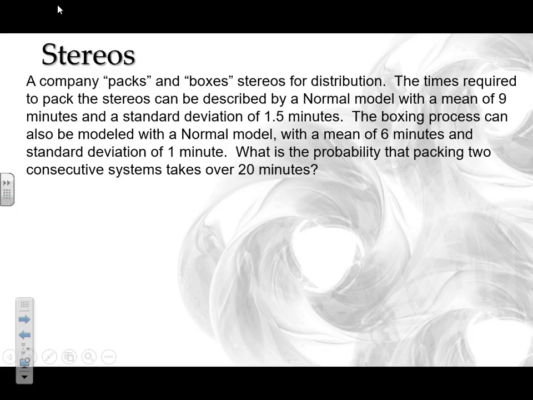So you want to do it as two separate problems overall? Well, is it asking me to like two normals in a row, or like one normal and one of the other ones? Well, in this case, it's just simply saying we're going to pack two systems in a row. So we're going to pack one and then pack another. What we want to know is if we do that one following the next, what's the probability that we end up spending more than 20 minutes during the process? Okay. So you're on the right track.